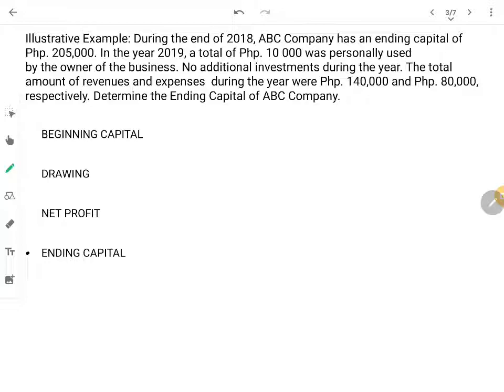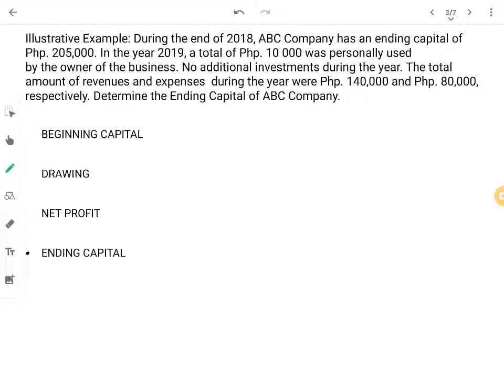So, here is an illustrative example. So, let's read. During the end of 2018, ABC Company has an ending capital of 205,000. So, in the year 2019, a total of 10,000 was personally used by the owner of the business. No additional investment during the year, and the total amount of revenues and expenses during the year were 140,000 and 80,000 respectively. So, determine the ending capital of ABC Company.